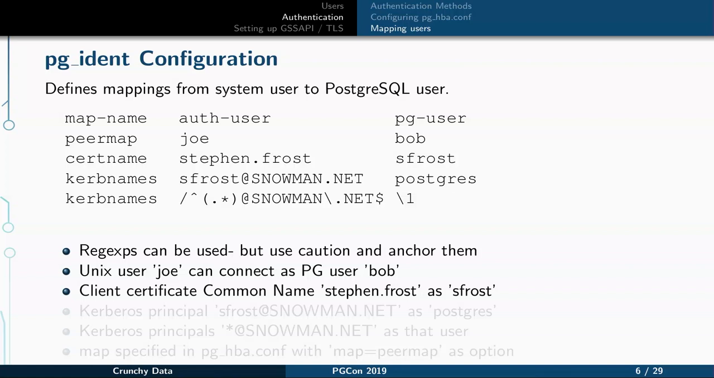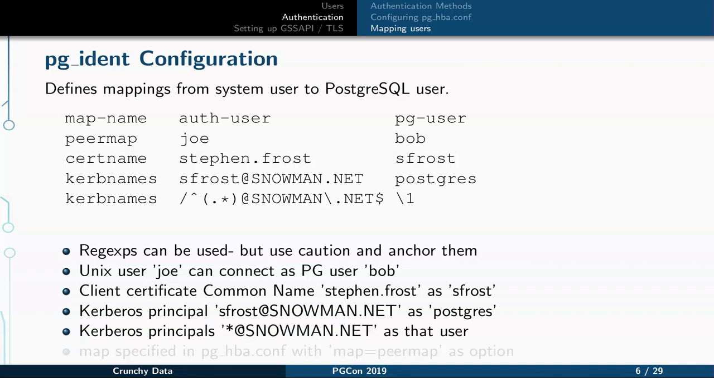There's also things you can do. So with certificate-based authentication, you can have a common name. In this case, I have Stephen.Frost, and then I can map that to a user sfrost in Postgres instead. The other one that I have here is an explicit allow for the Kerberos principal, or the GSS principal, if you will, sfrost@snowman.net, to be able to log in as the Postgres superuser. We can talk about whether that's good or not later. It's probably not great.